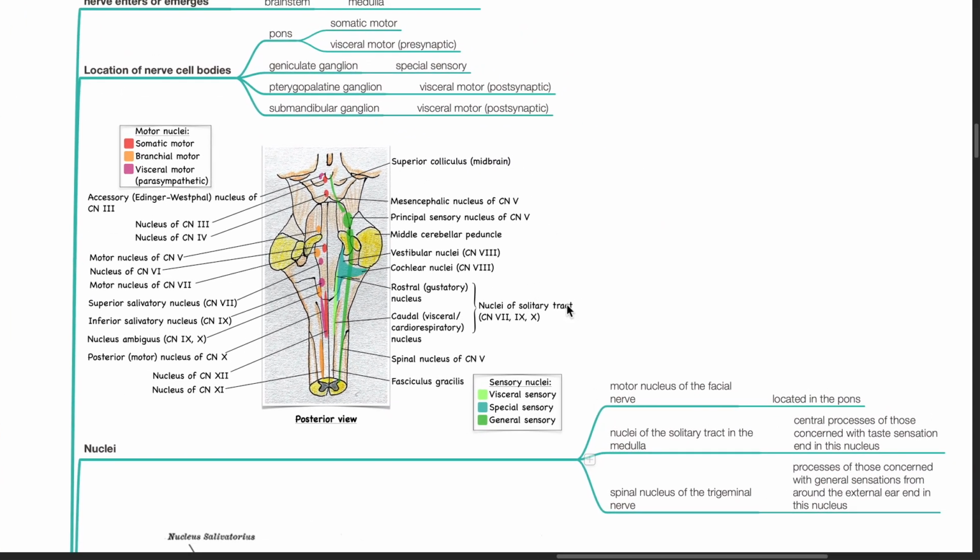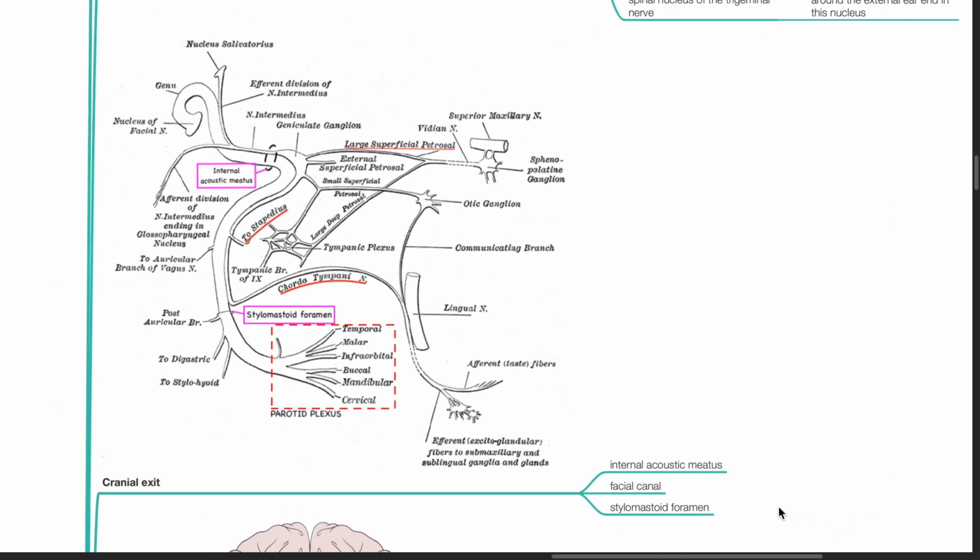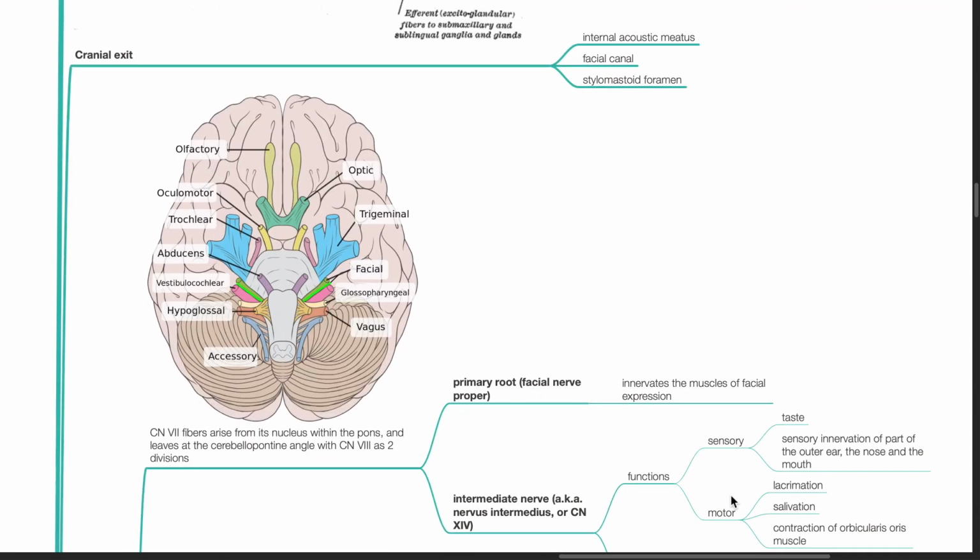Nuclei: the motor nucleus of the facial nerve is located in the pons. Nucleus of the solitary tract in the medulla: central processes of those concerned with taste sensation end in this nucleus. For the spinal nucleus of the trigeminal nerve, processes of those concerned with general sensations around the external ear end in this nucleus. Cranial exit is via the internal acoustic meatus, facial canal, and subsequently the stylomastoid foramen.